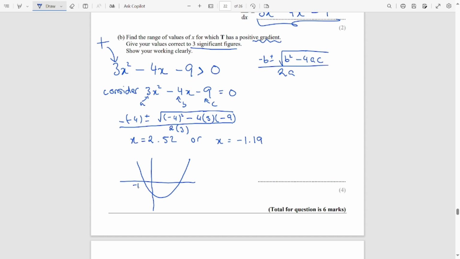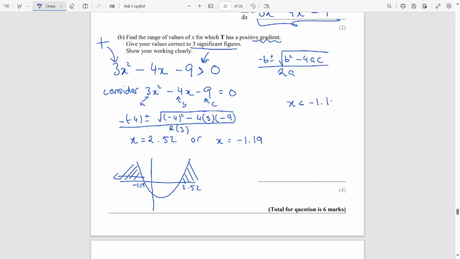Now I'm going to label in this is 1.19, the other root is 2.52, and then I also need to check this here: are we above or below? So here I want the quadratic to be greater than 0. This is bigger than 0, so therefore we are above the line. When is the quadratic above the line? That's here and here.